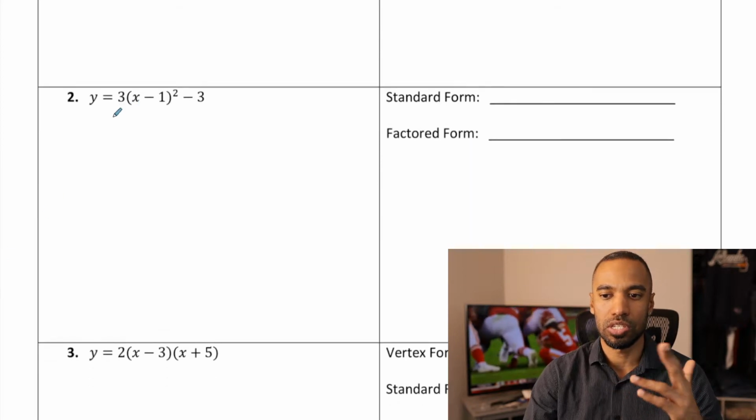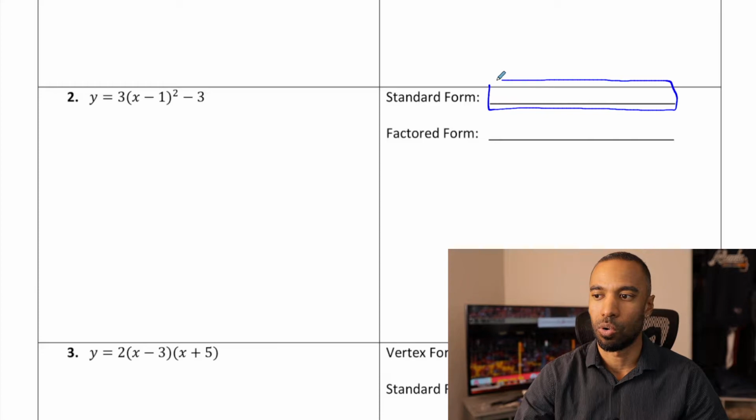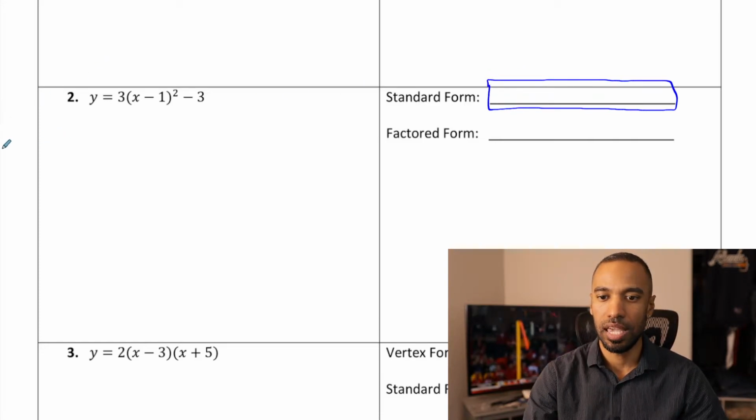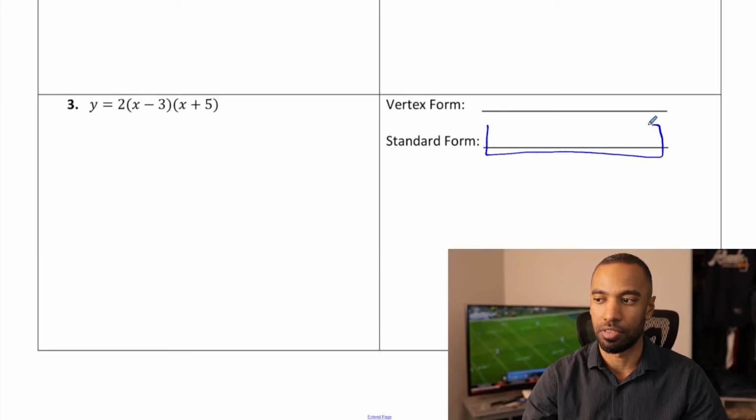And then in number 2, this is clearly vertex form, so I'm going to use what I get in standard form to graph that one. And then number 3, same thing, I'm in factored form here, and I'm going to use the standard form that I get out of this one as well.